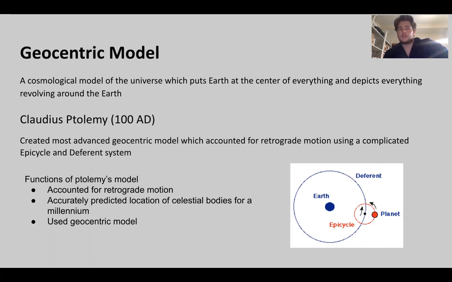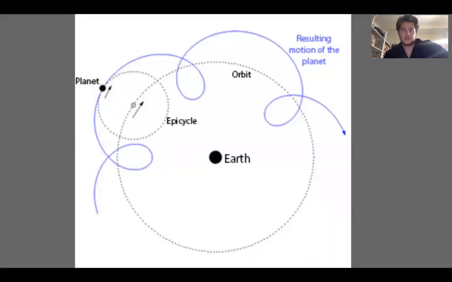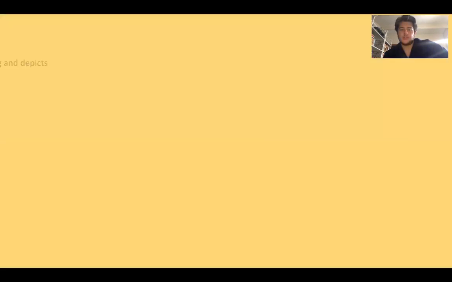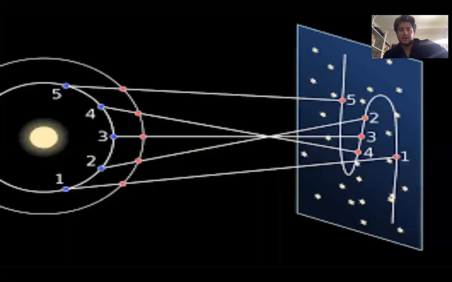So to recap, Ptolemy's model accounted for retrograde motion, used a geocentric model, and accurately predicted the location of celestial bodies for over 1,000 years. Again, this is an illustration of how Ptolemy's model would have created the same motion as this model here, and this model is a heliocentric model.